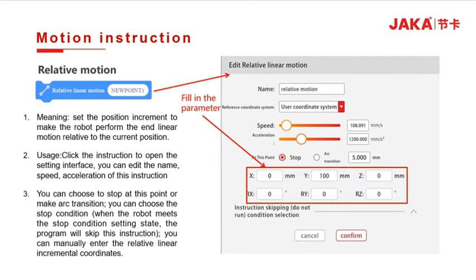Then you can also set the relative value of speed and acceleration, because the speed and acceleration of the motion are the same as our linear motion. As always, you can choose to stop at these points or add an arc transition. At last, you can enter the value of the linear motion, where the robot will move accordingly to the current position.